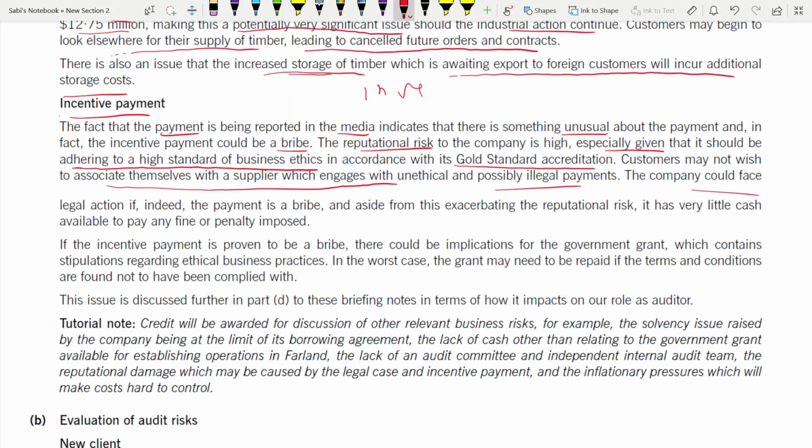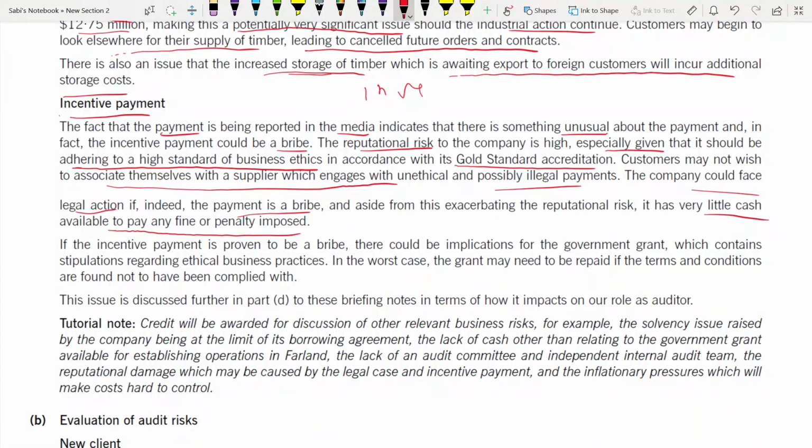Also, the company could face legal action if the payment is a bribe. Aside from this, there is the reputational risk, and it has very little cash available to pay any fine or penalty imposed. Remember, reputational risk is there. Apart from that, you have very little cash. If they impose a fine for taking or giving bribes, you cannot pay that because there is very little cash.